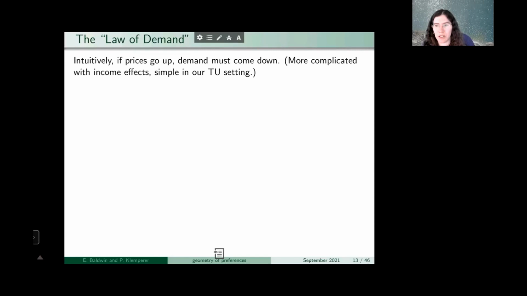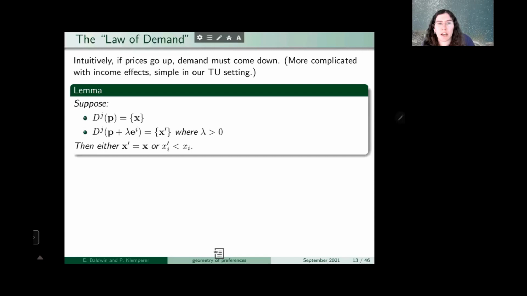So the simple version is, suppose at some price you demand bundle X, and suppose we increase the price of good i, so I'm writing e_i for the coordinate vector in the i direction. We've just increased the price of one of those goods and we've changed demand from X to X prime. Then it must follow that either demand hasn't changed at all or it's gone down for good i. So that's the simple version of the law of demand.